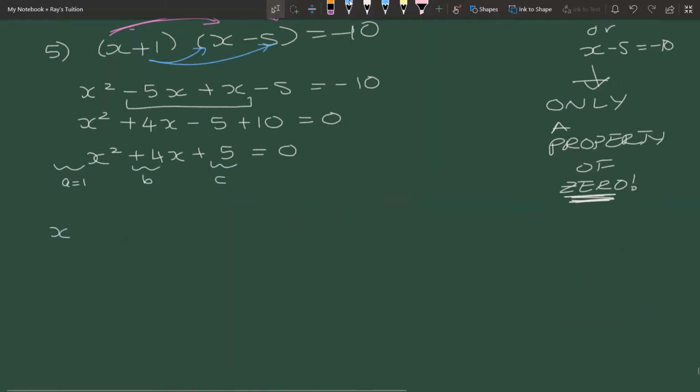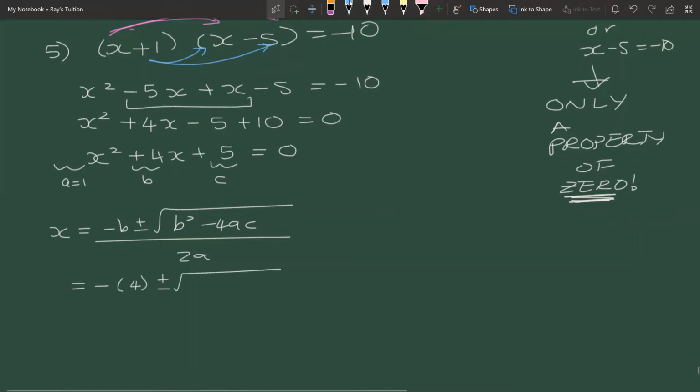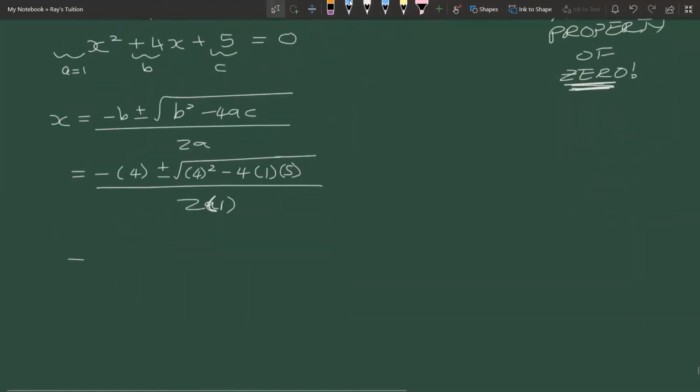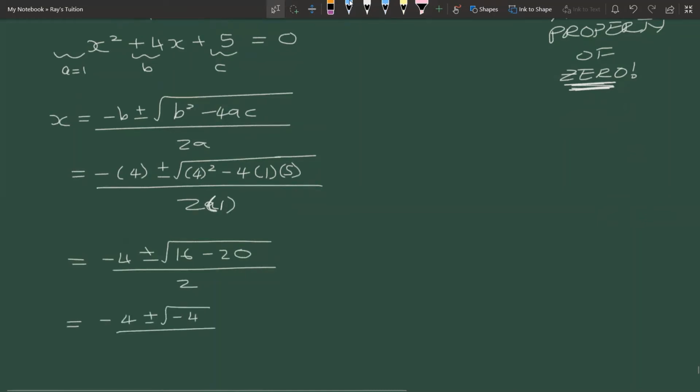So we have x is equal to minus b plus or minus the square root of b squared minus 4ac all over 2a. So substituting b is 4, we get minus 4 plus or minus the square root of 4 squared minus 4 times 1 times 5 all over 2, and a again is 1. Okay, so let's continue. This here is minus 4 plus or minus the square root of 16 minus 20 over 2, which is minus 4 plus or minus the square root of minus 4 over 2.